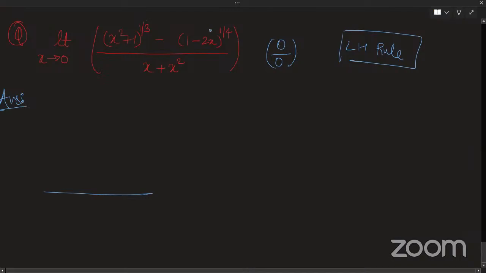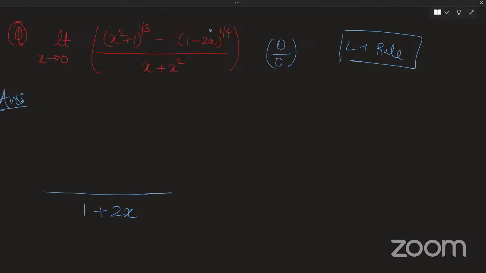So first help me differentiate the denominator. What will be the derivative of the denominator? 1 plus 2x. Great work. Now let us do the numerator. So you have got (x square plus 1) whole raised to 1 by 3. Can you tell me what will be the derivative of this thing?